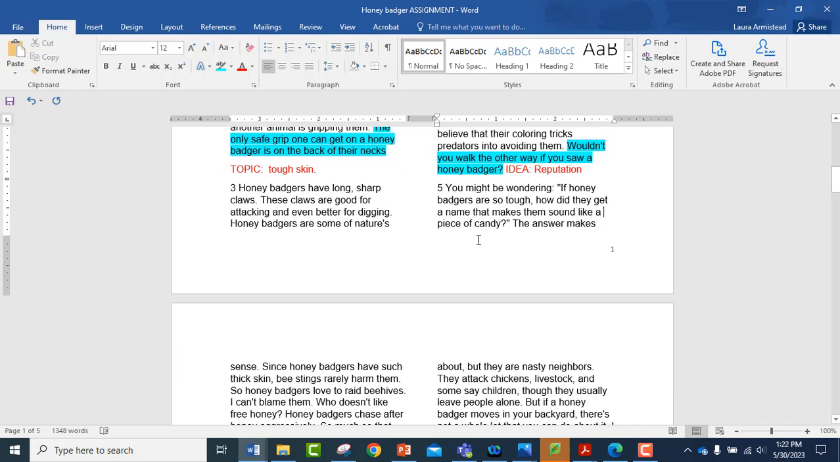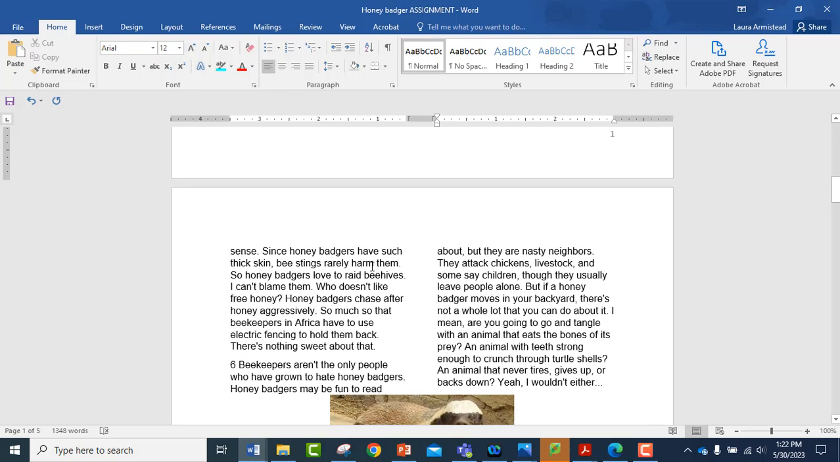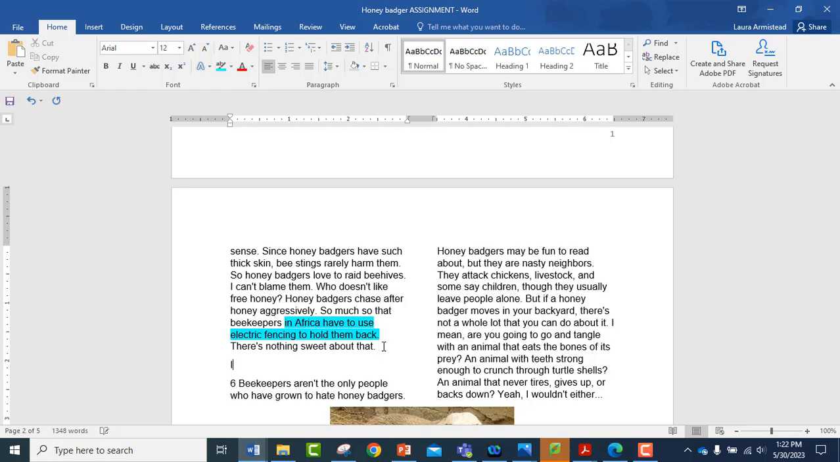You might be wondering if honey badgers are so tough, how did they get a name that makes them sound like a piece of candy? The answer makes sense. Since honey badgers have such thick skin, bee stings rarely harm them. So honey badgers love to raid beehives. I can't blame them. Who doesn't like free honey? Honey badgers chase after honey aggressively, so much so that beekeepers in Africa have to use electric fencing to hold them back. Well, that's interesting. There's nothing sweet about that. So this one is about their name and honey.